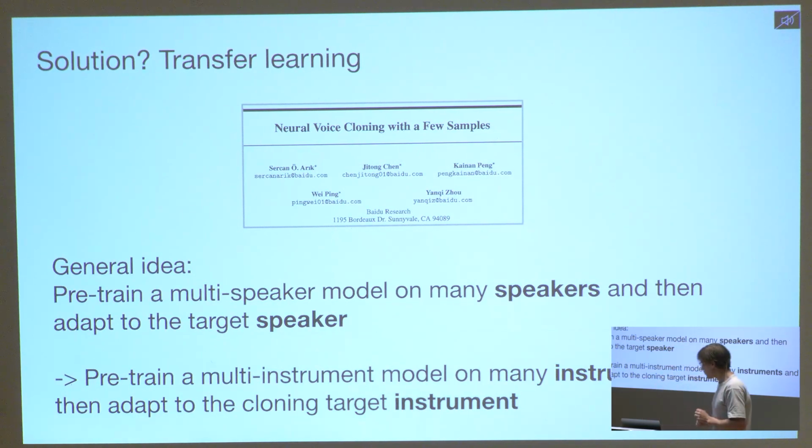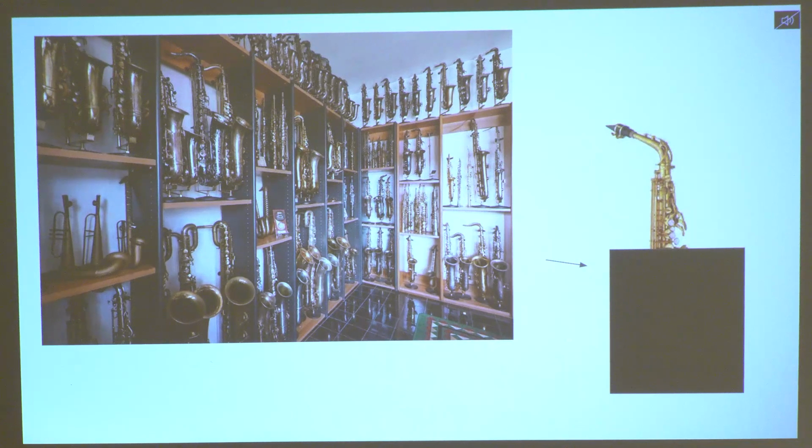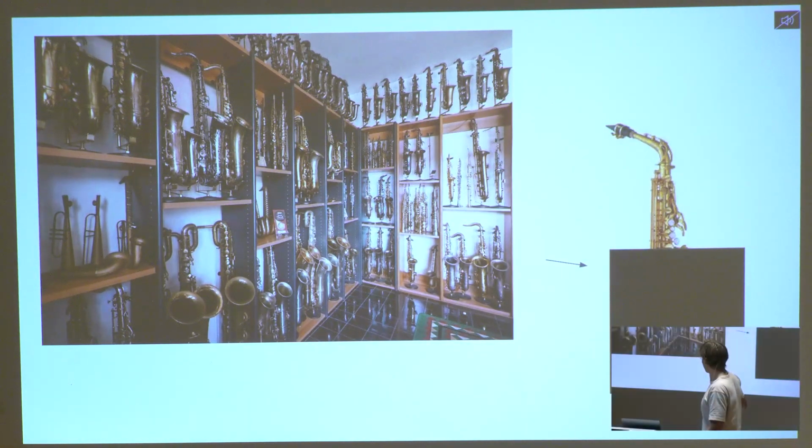In order to go lower in training data duration, we are going to use transfer learning. So we really like this paper from the speech community, which is about neural voice cloning. And they use a multi-speaker model that's trained on many speakers, and then they simply adapt this model to the target speaker. Similarly, we can pre-train a multi-instrument model on many instruments and then adapt it to the cloning target instrument. So if we have seen many saxophones, we can then give pretty good guesses of what is missing here. So let this analogy sink in a little bit. All right, good.